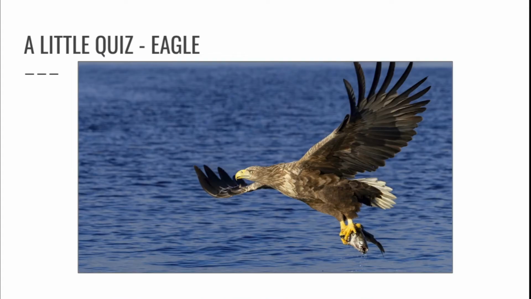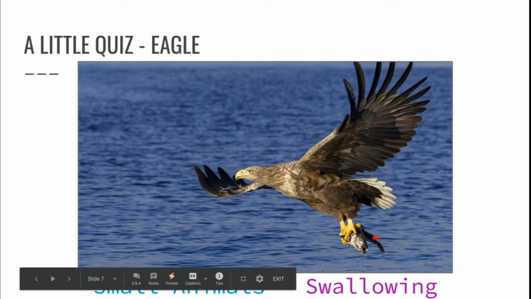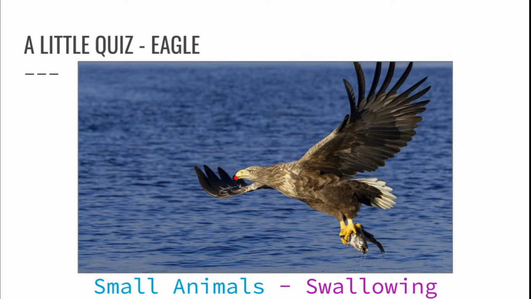Eagle. Now, an eagle swallows small animals like fish or rats. They actually tear the flesh of the small animals with their beak and swallow that flesh into their stomach.